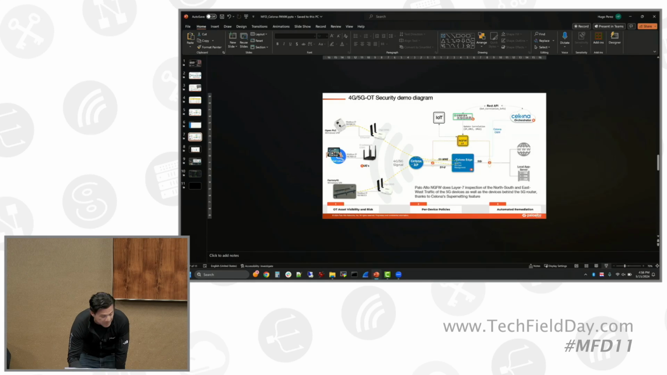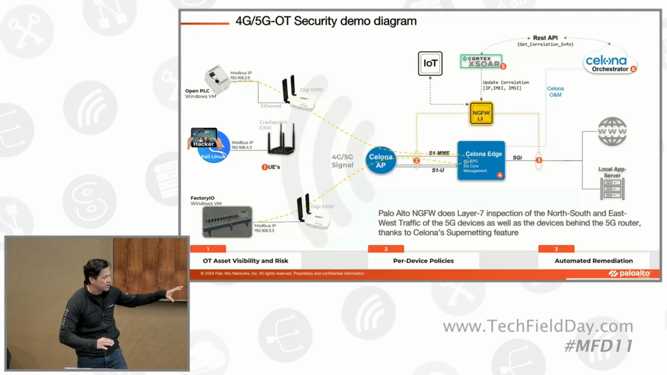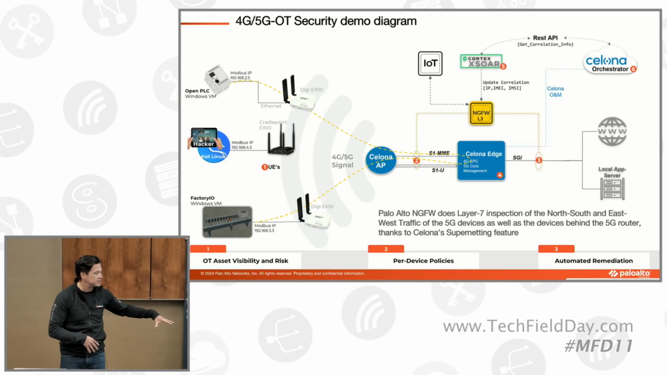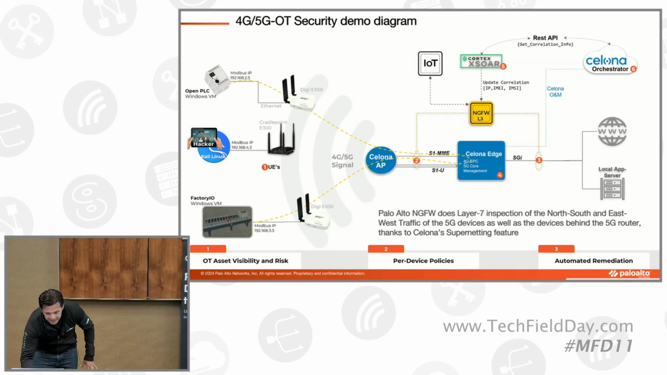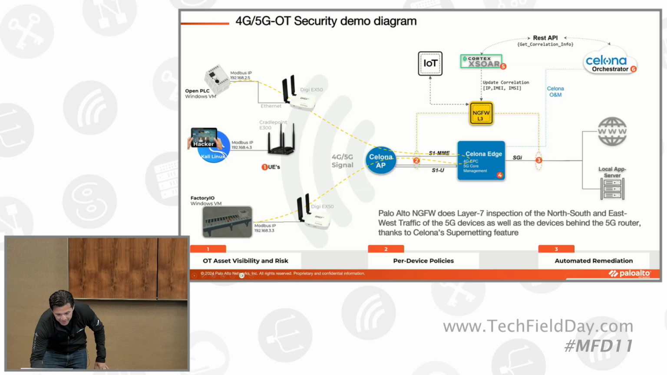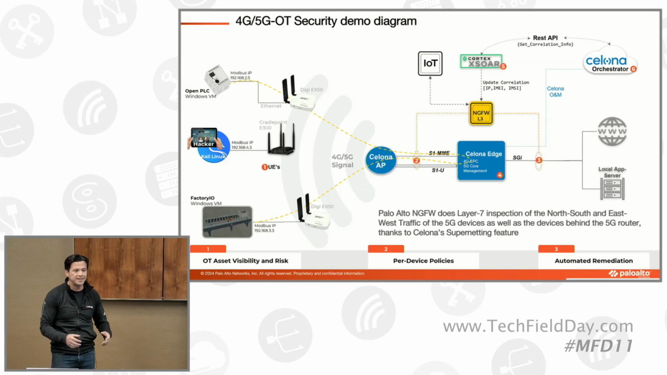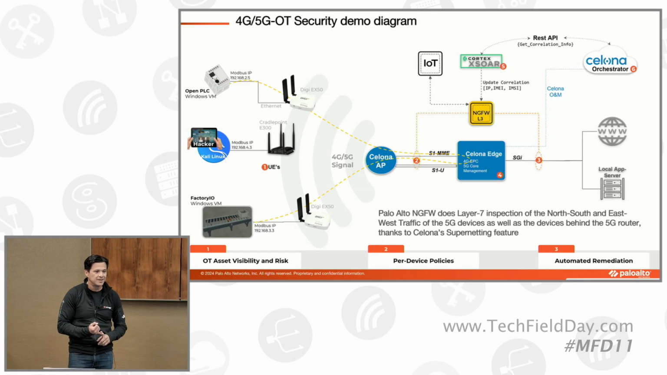I want you to remember this diagram very well because we're going through the demo. Every device here, every DG or Cradlepoint, has an IMSI and IMEI. But the devices behind them don't have an IMSI. They are traditional Ethernet devices, they only have MAC addresses, and they might do DHCP. So we need to have visibility of the devices which are behind, and we are getting that visibility. We can block those uncontrolled devices thanks to the supernetting feature in Celona.